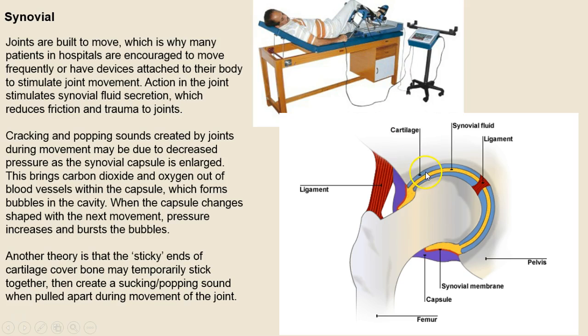Why do joints pop and crack? It could be because the blood vessels surrounding the joint will diffuse gases like oxygen and carbon dioxide into the joint, and then when the pressure changes, those bubbles pop. Or maybe the cartilage just sticks together because they're slick and it's a very viscous, sticky area, and then when we move the joint apart a little bit, there's a sucking sound. No one knows for sure why our joints pop.